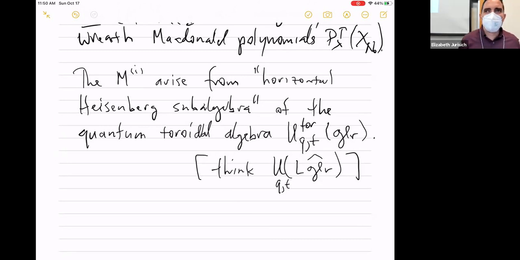So the question is, could we extend our results to other affine types? And the answer is no. So basically, very, very little is known. Even Haiman's conjecture is not known outside of this affine type A case. So it's not even known whether the Wreath Macdonald polynomials exist in that case.